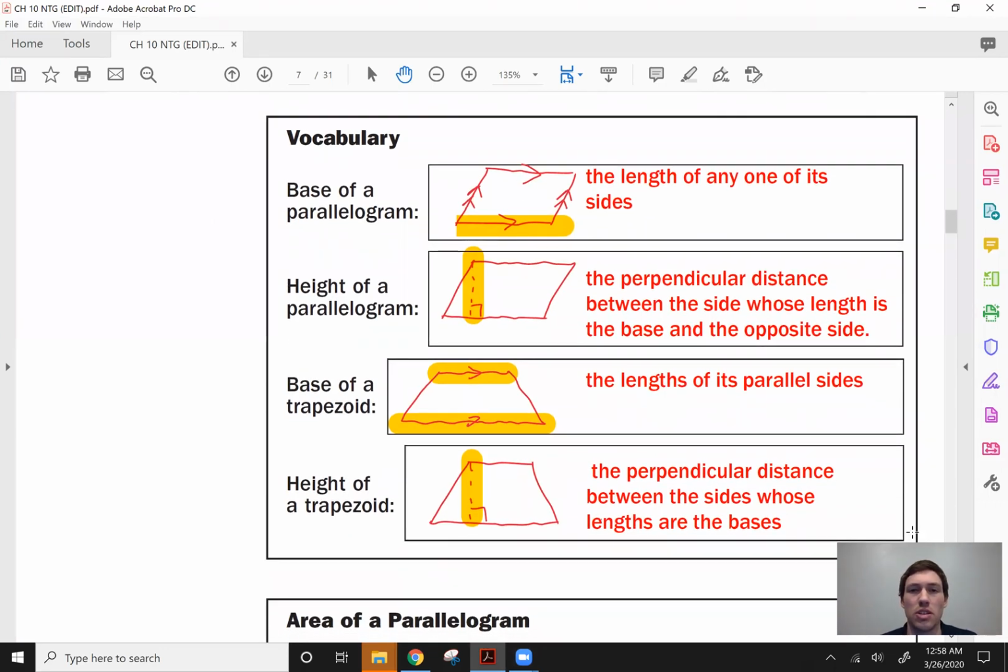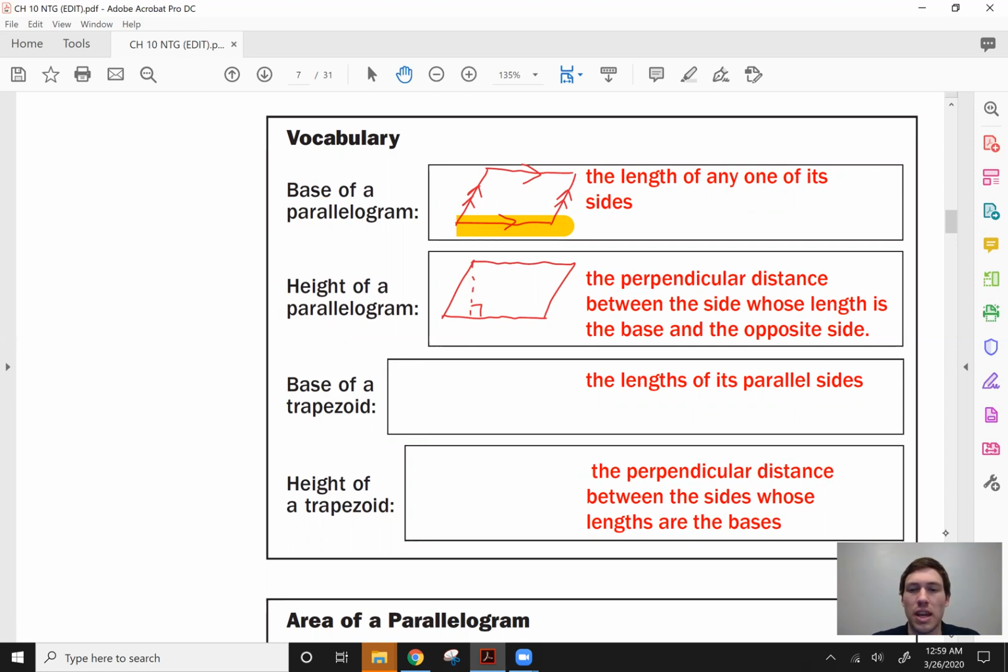But first, let's understand the vocabulary of the different aspects of these shapes. So for example, when it says the base, the highlighted side here is a base, and this is a base, just the length of any one of its sides. So this could also be a base along with this, depending on how you wanted to label it.